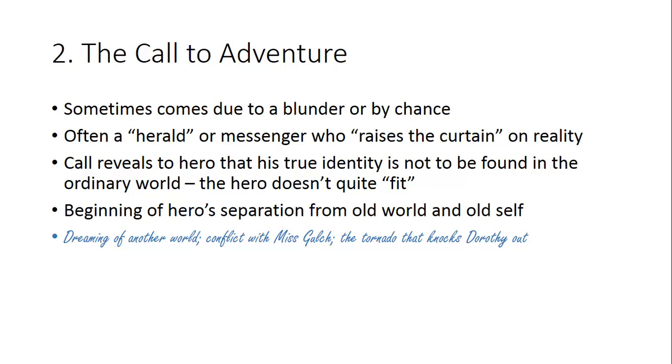One is the conflict with Miss Gulch. She's the one that rides the bike around, and she's eventually the Wicked Witch in Oz. She's coming to get Toto. That conflict creates enough mental stress for Dorothy that when the tornado hits, she's knocked out and she mentally goes somewhere else, to Oz. And then the tornado itself is the call to adventure. Without it, Dorothy never would have been in the new world.